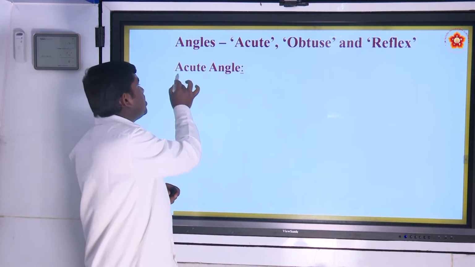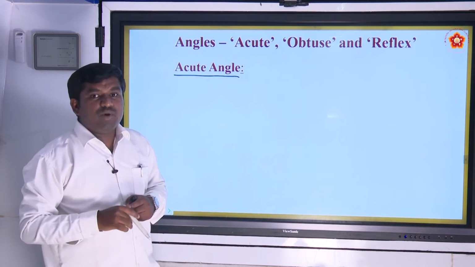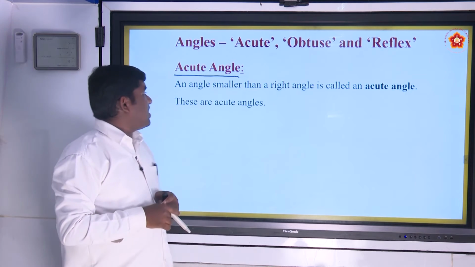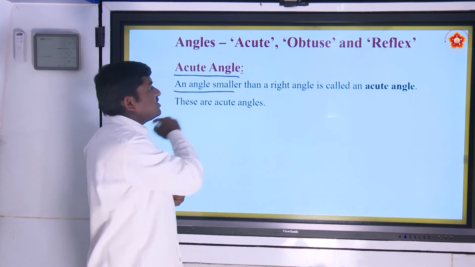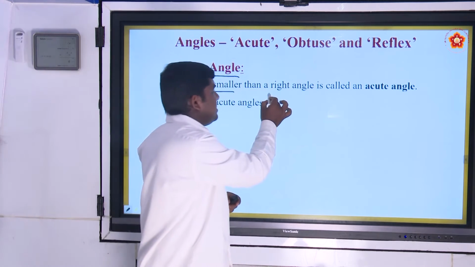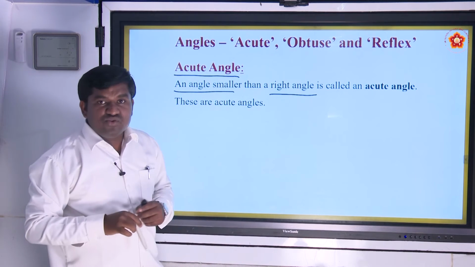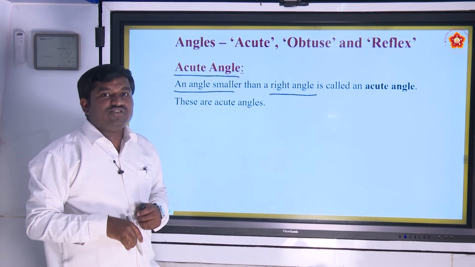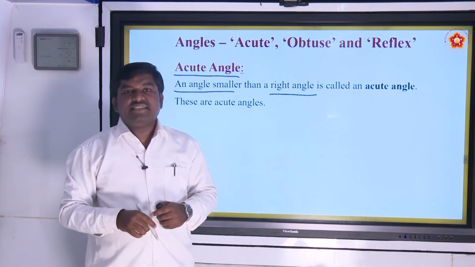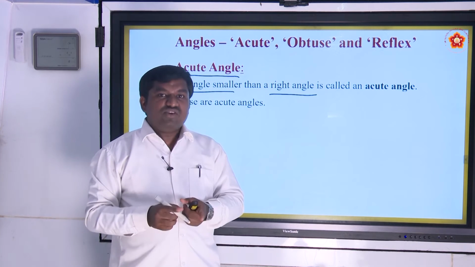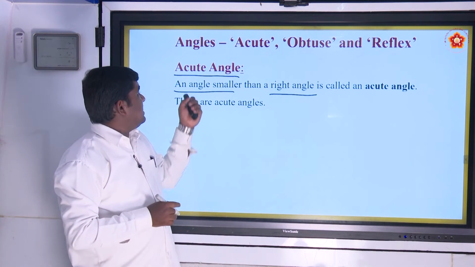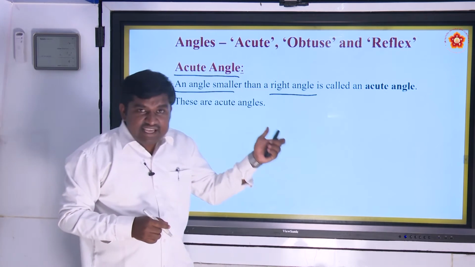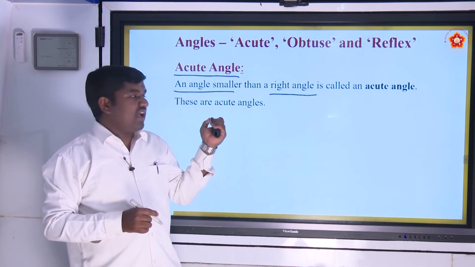First one, acute angle. What does it mean by acute? An angle smaller than a right angle is called an acute angle. You know the right angle. A right angle has 1 by 4th of a revolution, but an acute angle is less than the right angle.